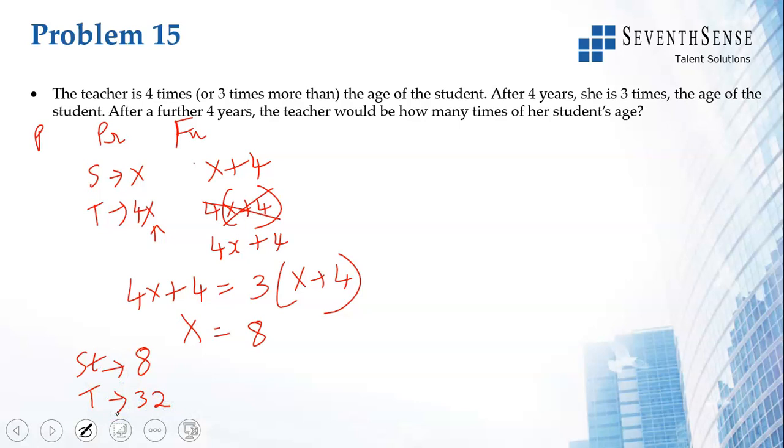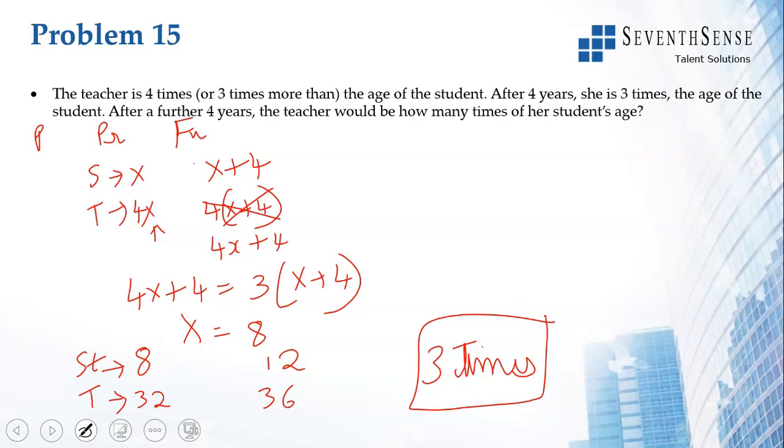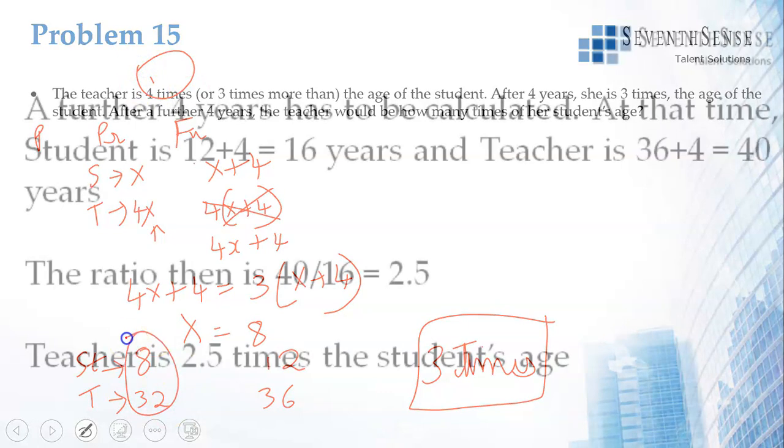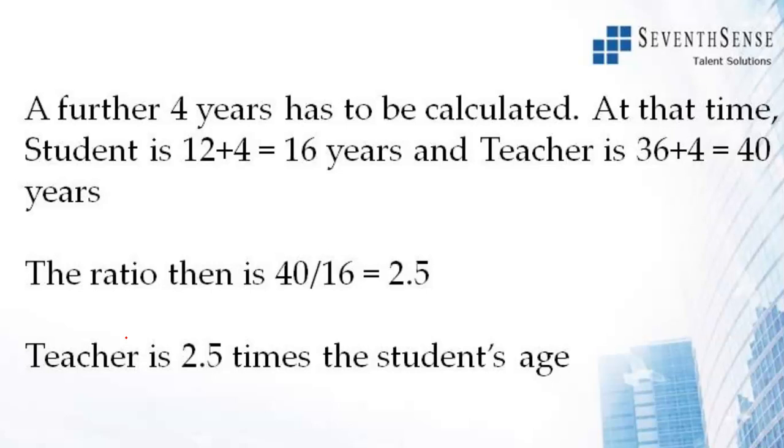After a further 4 years, teacher would be how many times? What is the age of the teacher 4 years from now? Teacher becomes 32 plus 4, 36. Student becomes 8 plus 4, 12. Teacher would be how many times student's age? Teacher is 3 times student's age. This is after 4 years. Currently, she is 4 times student's age. You can verify that here. And after a further 4 years, she is 3 times the student's age.